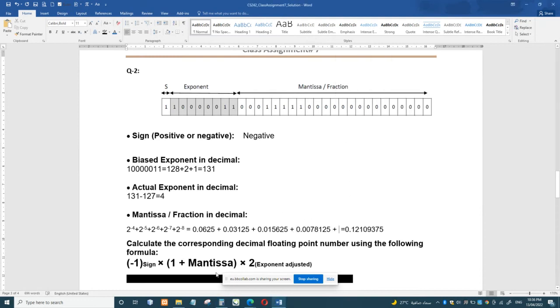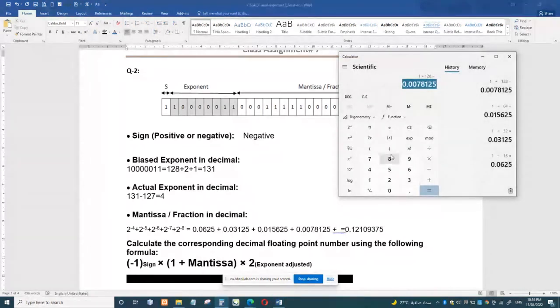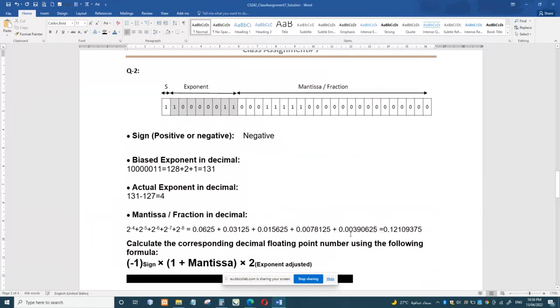Plus to the power minus 8. To the power minus 8 means 1 by to the power 8, which is 1 by 256, 1 divided by 256, which is this value. And if you add them all together, you will get the final value, which is 0.12109375. That's your mantissa, value of mantissa.